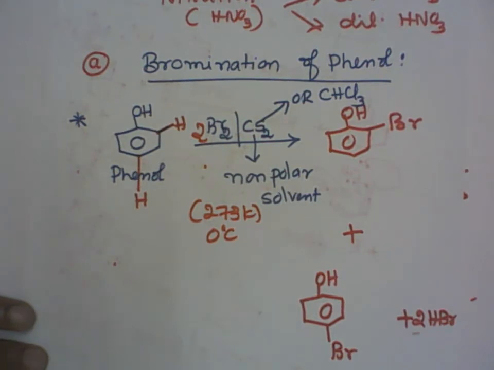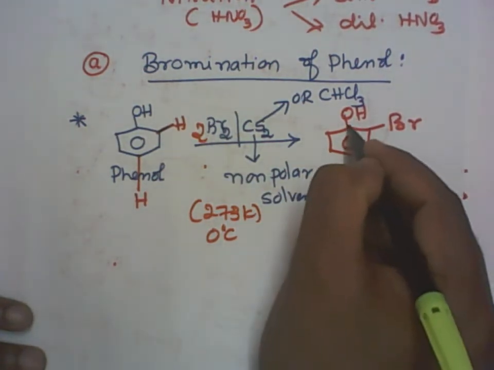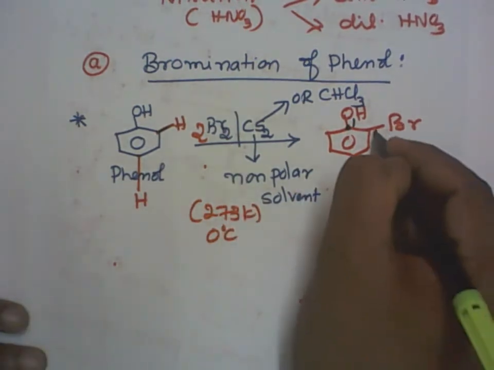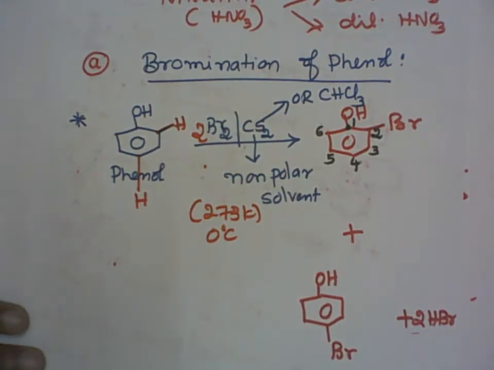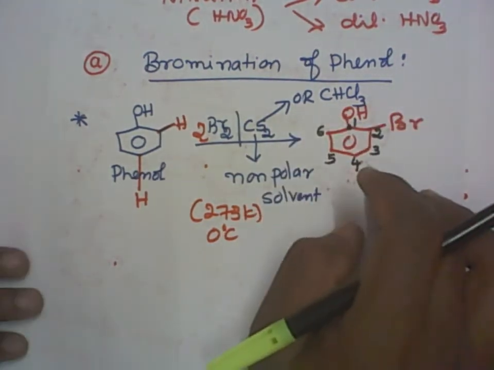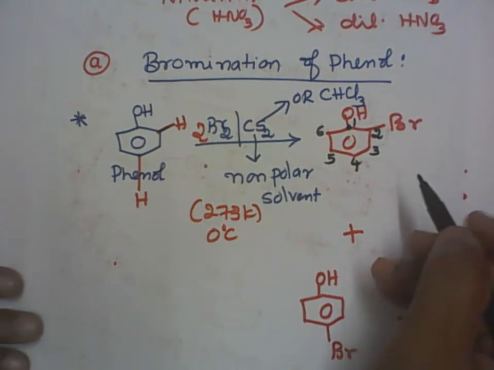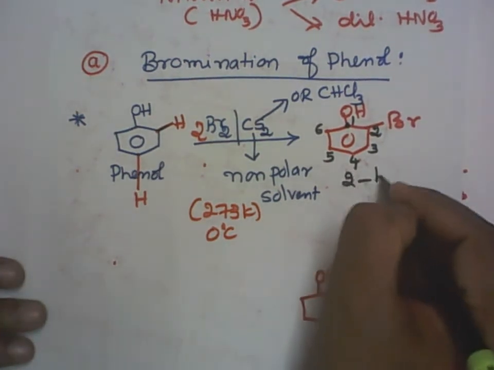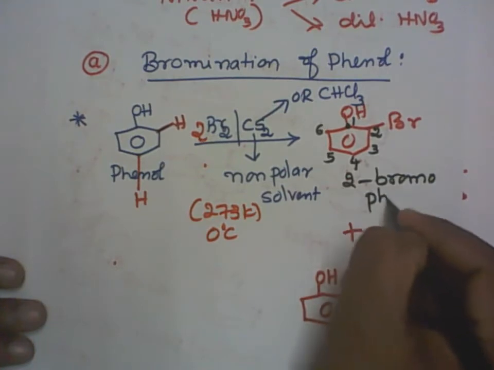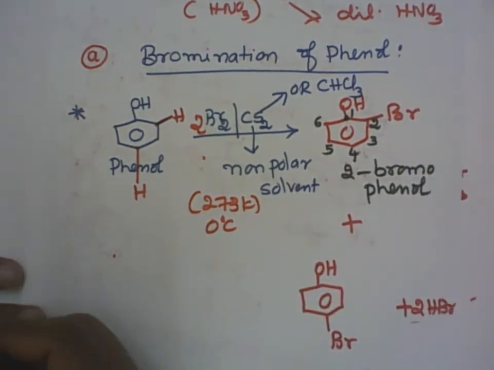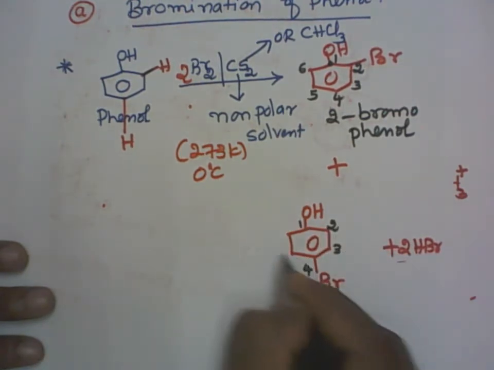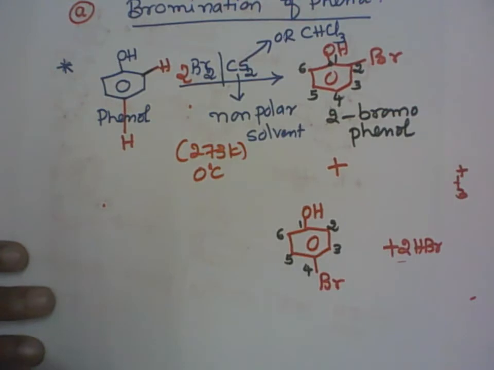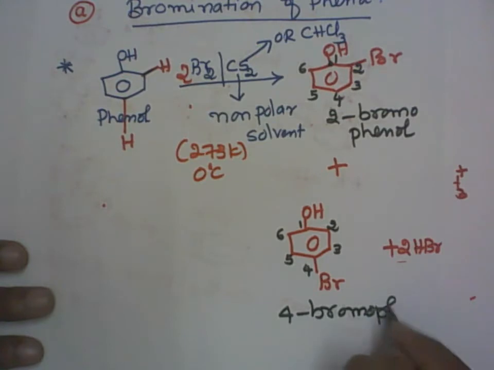Now we have to name this compound. The functional group is here. This carbon atom is 1, then carbon atoms 2, 3, 4, 5 and 6. This is a phenol derivative, correct? How will you name this one? This is 2-bromophenol. And in this one, carbon number 1, 2, 3, 4, 5, 6. This is known as 4-bromophenol.